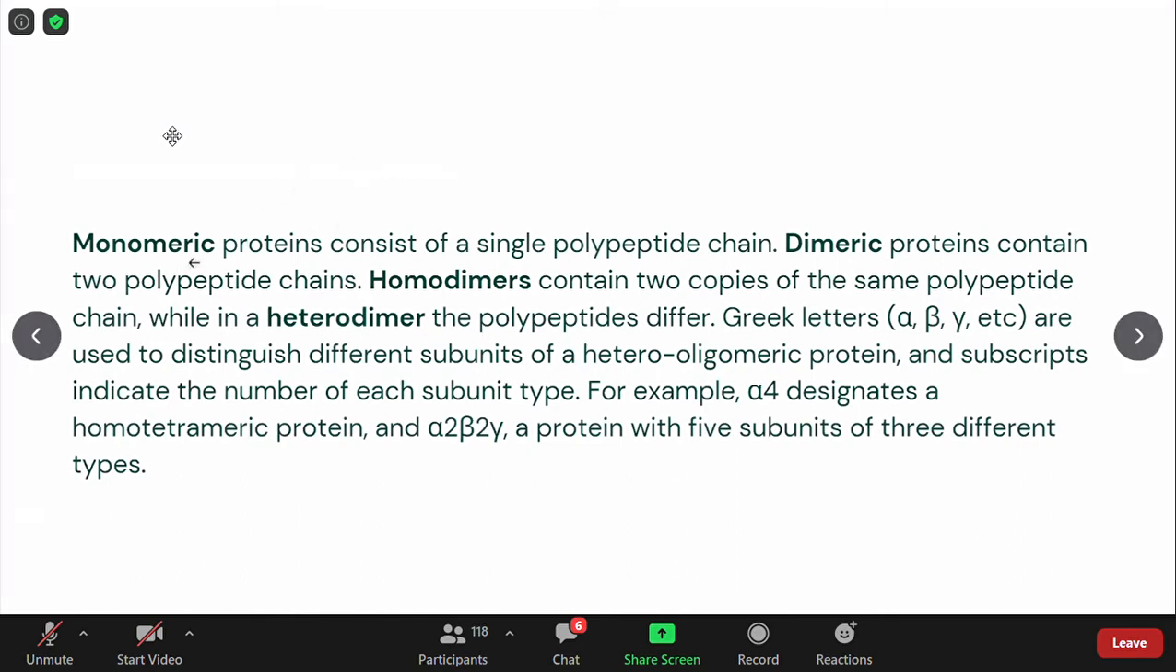For example, this one, two alphas, two betas. So that is homodimers, no? And then there's another one, a gamma. So that means there are five subunits here. Five subunits of three different types: alpha, beta, and gamma. So there is only one gamma, there are two betas, there are two alphas, so there are five subunits. You get it?